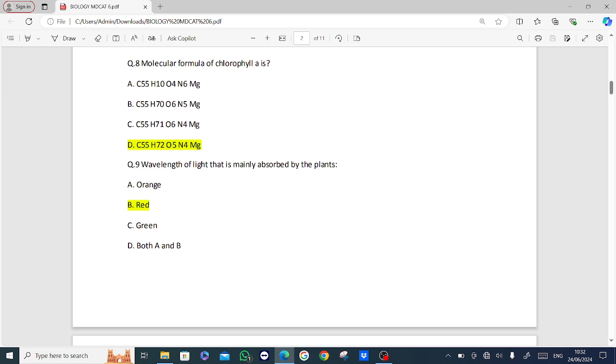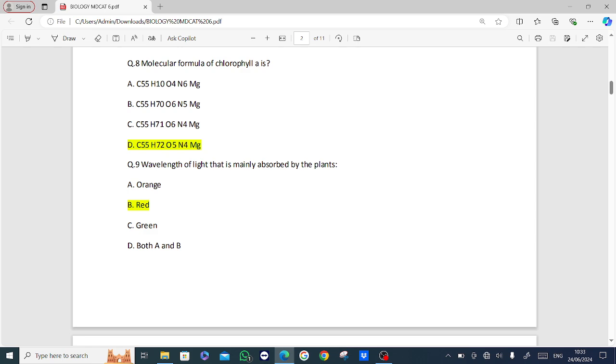Next MCQ is, wavelength of light that is mainly absorbed by plants. Options are orange, red, green, both A and B. Answer is option B, red.